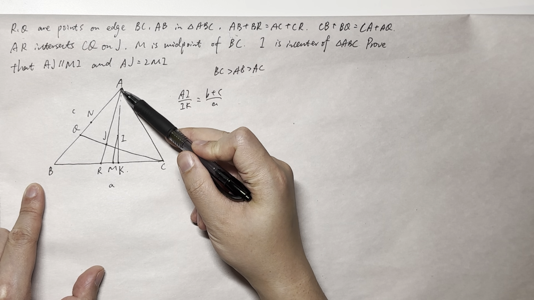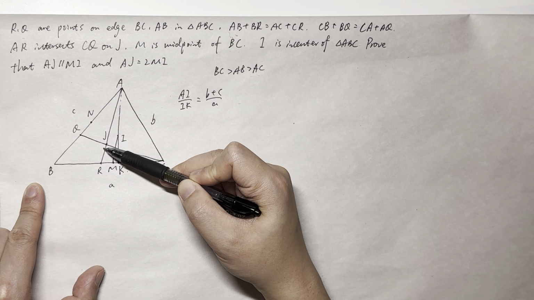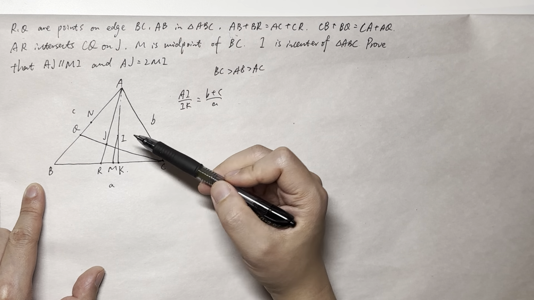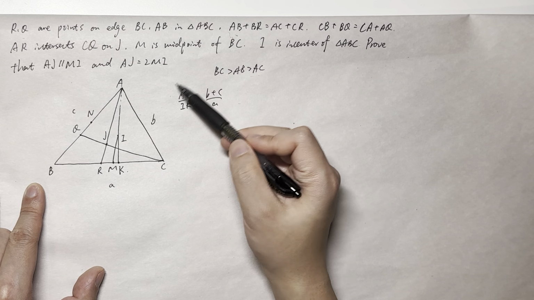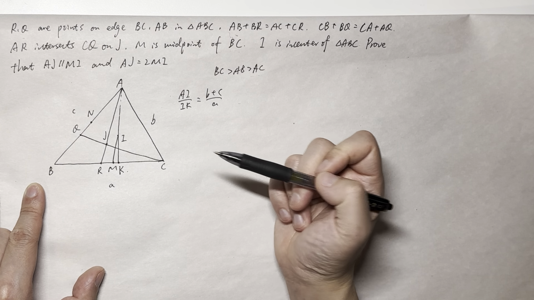So we want to prove that IM and AJ are parallel. And we already know the ratio of AI to IK. So we just need to find the ratio of RM to MK, right? And then we prove that it is equal to AI to IK. Then we prove that RM is parallel to AJ.